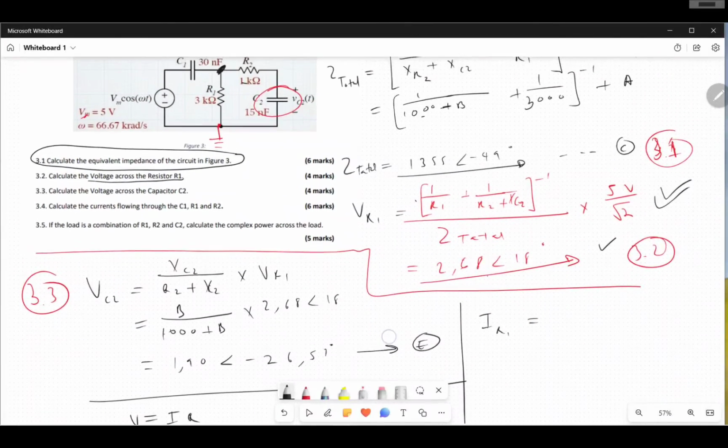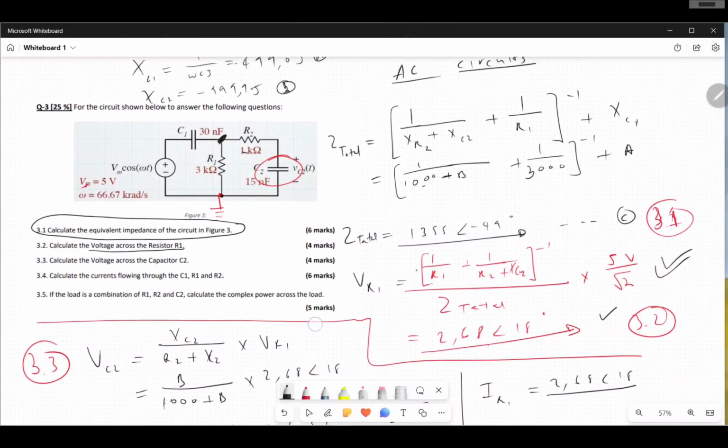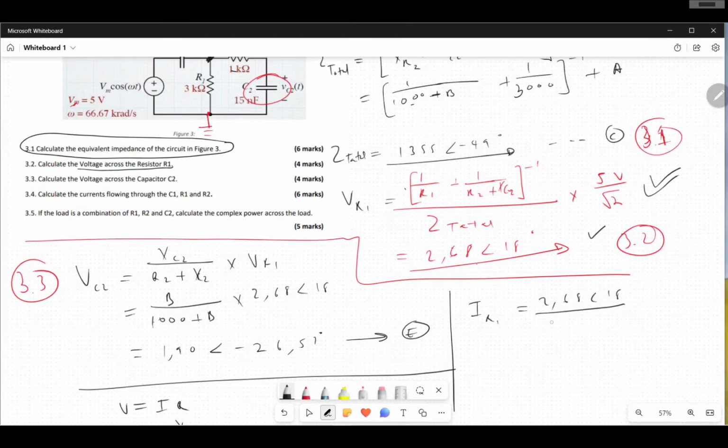Okay, V at R1, I know V at R1 is this one, 2.68 angle 18. It might not be too accurate, but you'll get the idea. The impedance of R1 is given to be 3000 ohms. Then I could just punch this in the calculator.